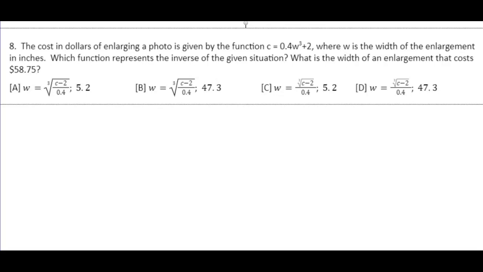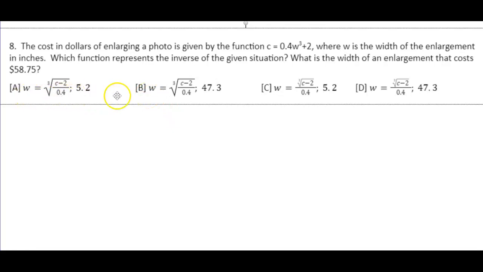All right, in this case, the cost in dollars of enlarging a photo is given by the function, and the function is given to you, where W is the width of the enlargement in inches. Which function represents the inverse of the given situation? In other words, what is the equation written in terms of the width, and then we want to know what the width is for an enlargement that costs $58.75.